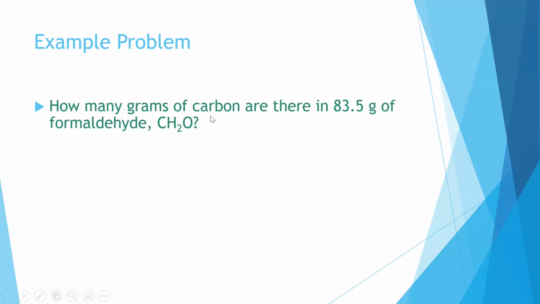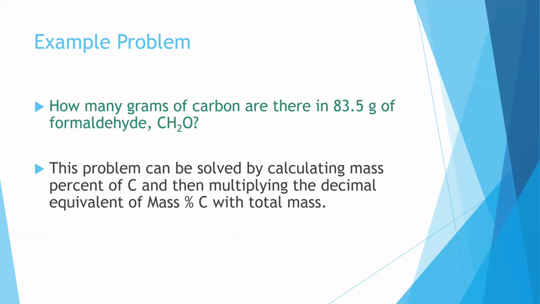So this is a weird application of mass percent. How many grams of carbon are there in 83.5 grams of formaldehyde? This might be a little tricky, but the first thing to do is calculate the mass percent of carbon. So we know how much of the mass of formaldehyde is actually carbon. And then after that, we multiply it by our initial mass to get the grams of carbon.